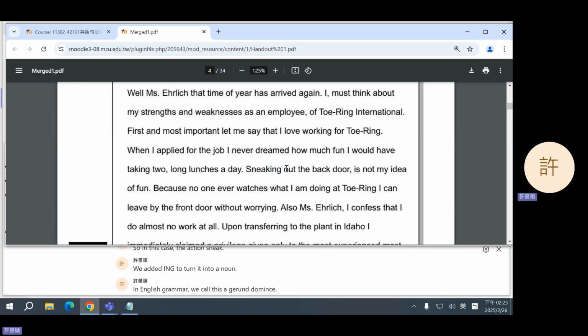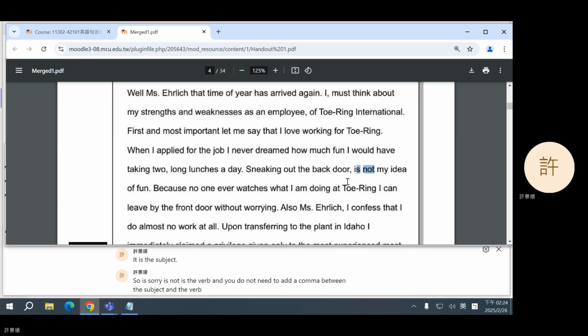And then this information goes with the action. So the whole thing is the subject. It is one action. It is one noun. It is the subject. So is not is the verb. And you do not need to add a comma between the subject and the verb. Next one.